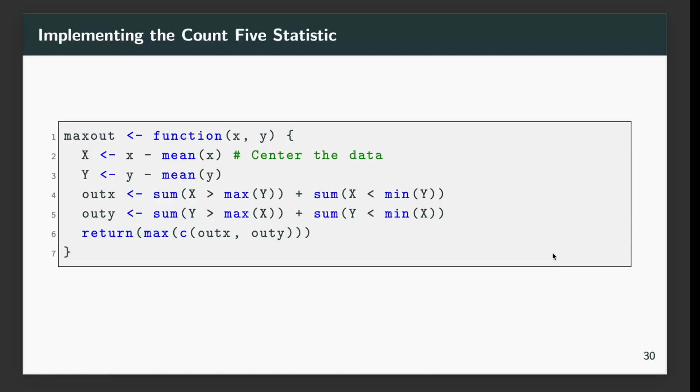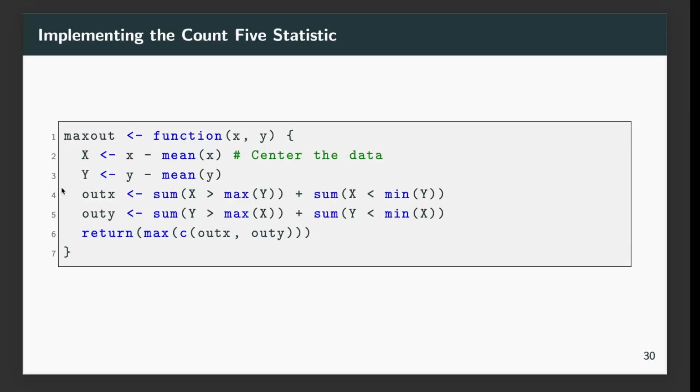Here we show the R function. We name it maxout to compute the count 5 test statistic. The function takes two vectors x and y, which represent the two samples, and first we center both around the mean. So x is x minus the mean of x, and y is y minus the mean of y. This centering is important because we want to compare the spread, and we don't care about the locations of the two samples. If we don't do the centering, the differences in the means would contaminate the comparison of the variance.